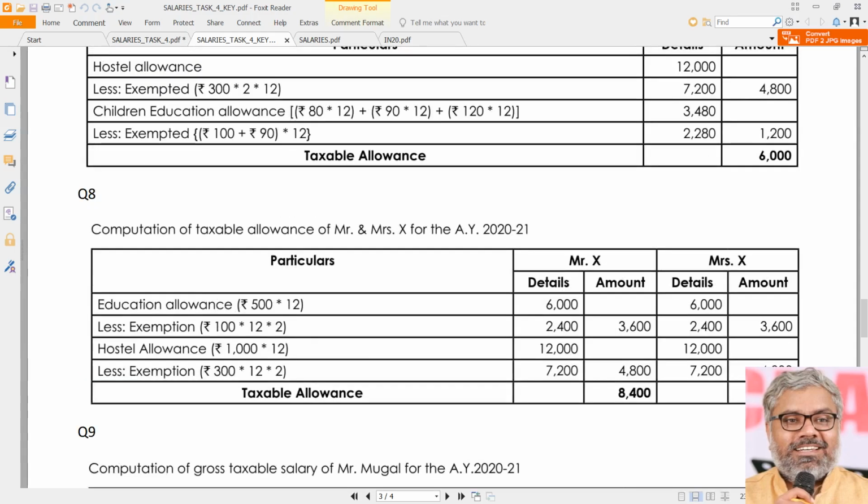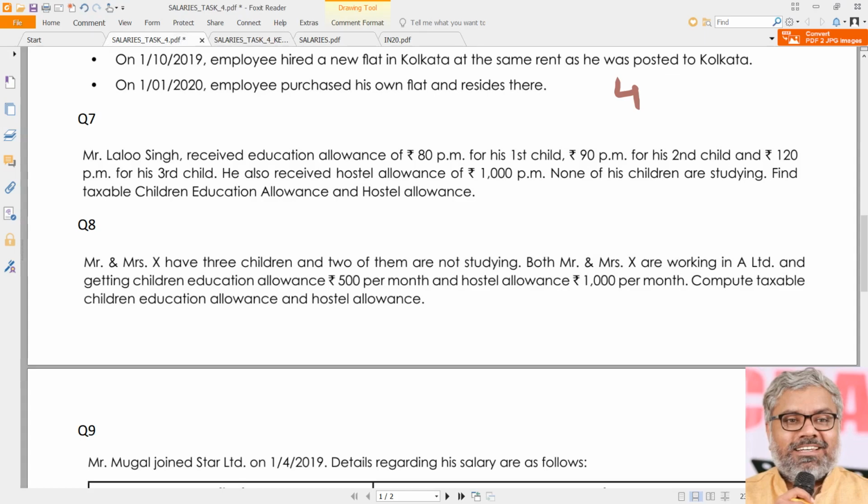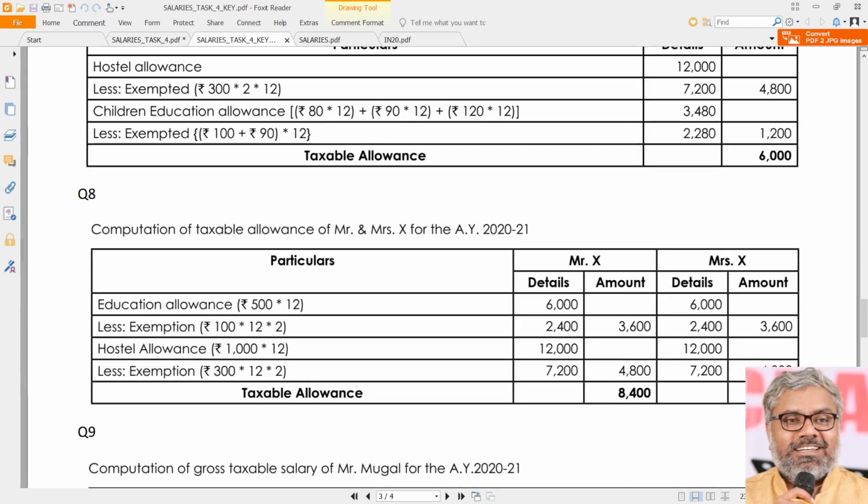But what can be learned from questions 7 and 8 is that it doesn't matter whether the expenditure is actually incurred or not, because these are all exemptions falling in the category of section 10(14)(ii), wherein exemptions do not have any relation with actual expenditure. So whether the children are studying, whether they are going to hostel or not, that has nothing to do with exemption. Exemption will be available as prescribed by law.